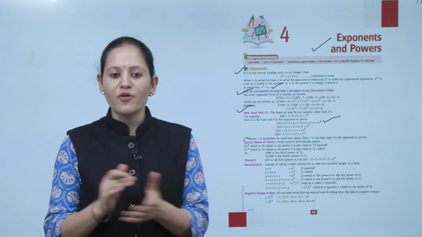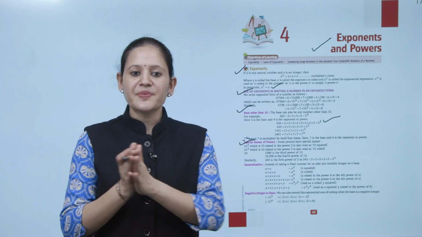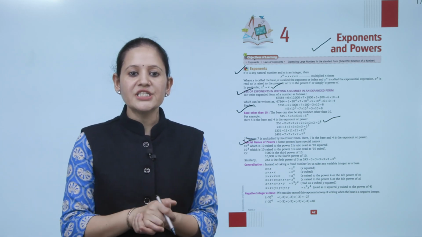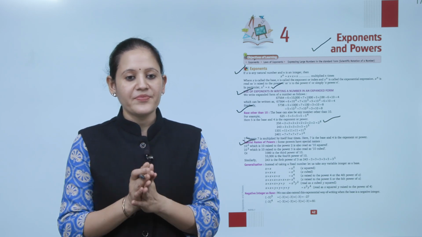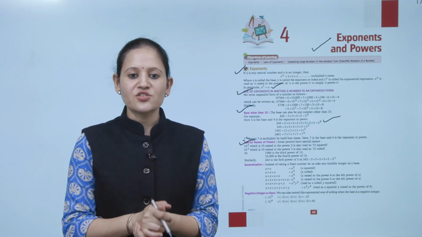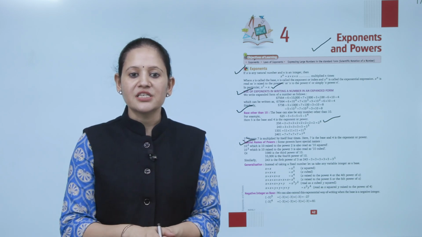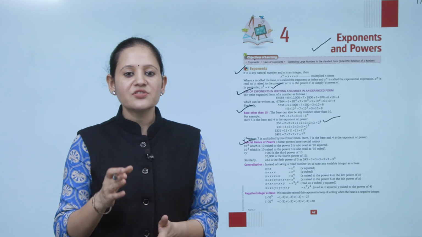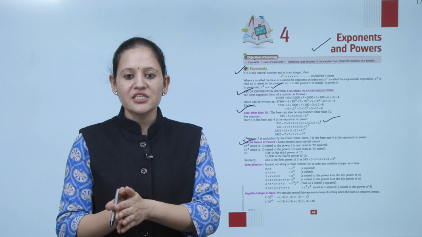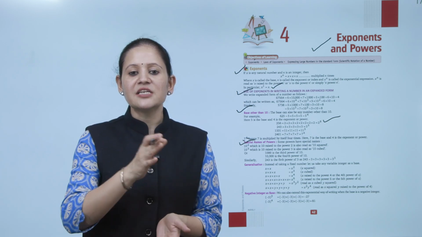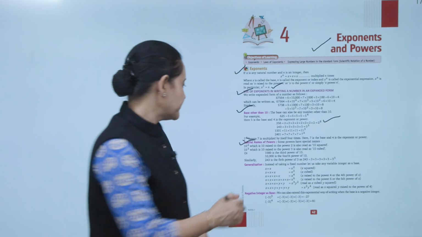Next is special names of powers. Some powers have a special name. 10 to the power 2, which is 10 raised to the power 2, is also read as 10 squared. 10 to the power 3 is also read as 10 cubed, or 1000 is the third power of 10. 10,000 is the fourth power of 10. 243 is the fifth power of 3, as 243 can be written as 3 multiplied by 3, 5 times, or 3 to the power 5.